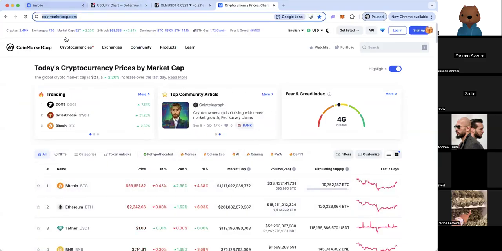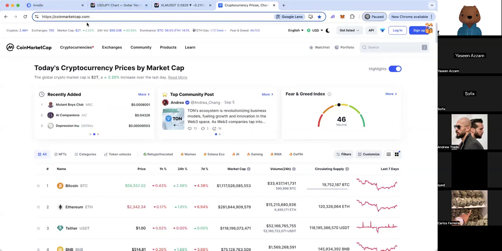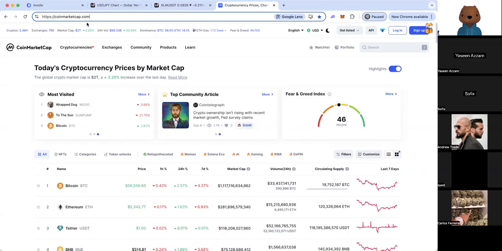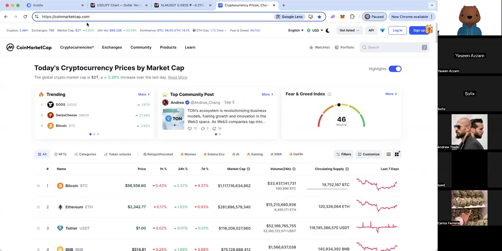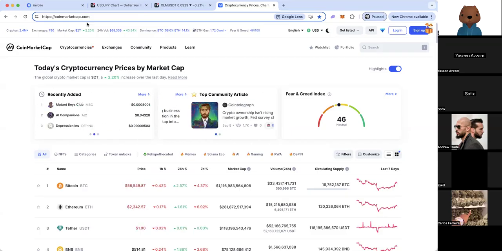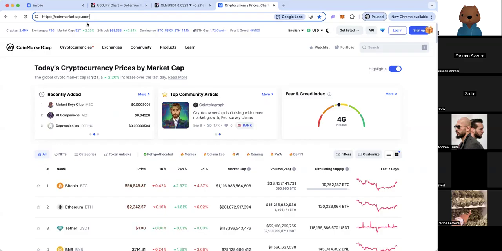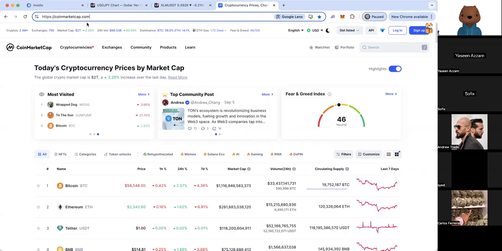So this is a second website. So you got Involio, you got TradingView, now you got Coin Market Cap. Okay. Just if you can like get a separate page, write down list of websites. Okay. You got Involio.com.